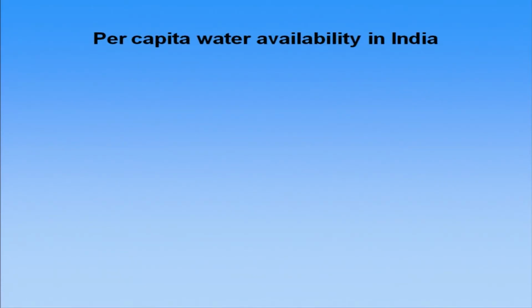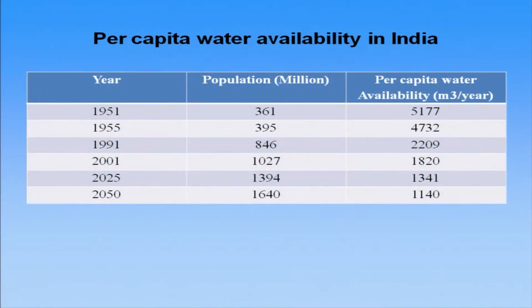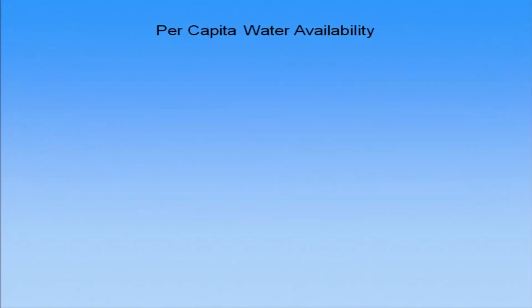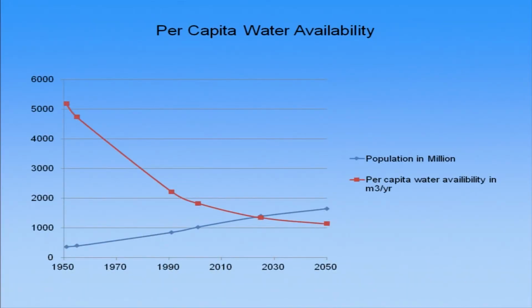Per capita water availability in India, which you can see here with respect to the population. The expected increase in population is seen here in millions by 2050, and then per capita availability will be this much. So it will be difficult for us to cope up with the demand. The availability will reduce, whereas the demand will increase, because the population is going to increase to 2050.